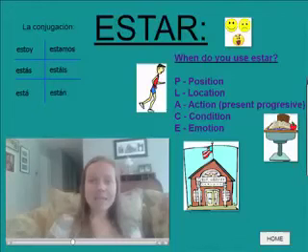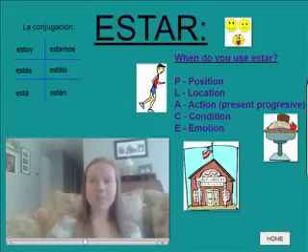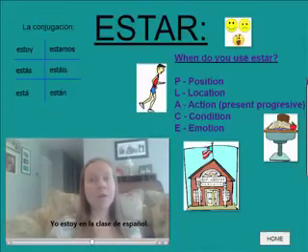The P in place stands for position. This could be a position of an object. For example, el libro está encima del pupitre. The L stands for location. This could be a location of a person or a building. For example, yo estoy en la clase de español. Or for a thing or a building, it could be la biblioteca está en el centro.